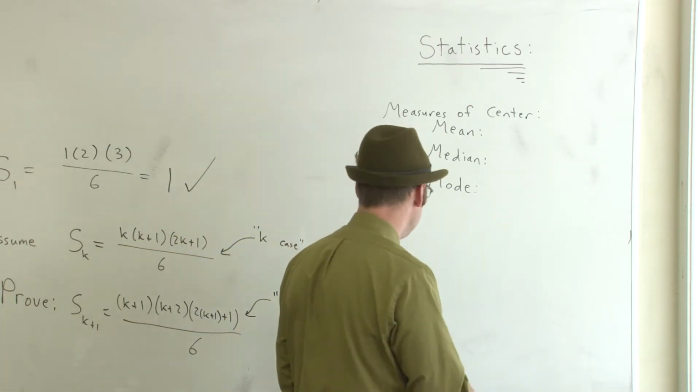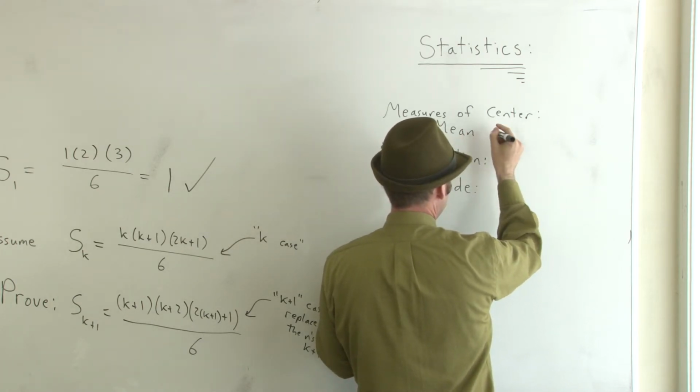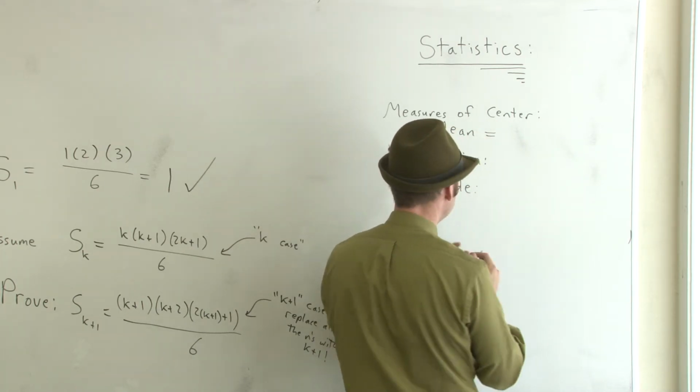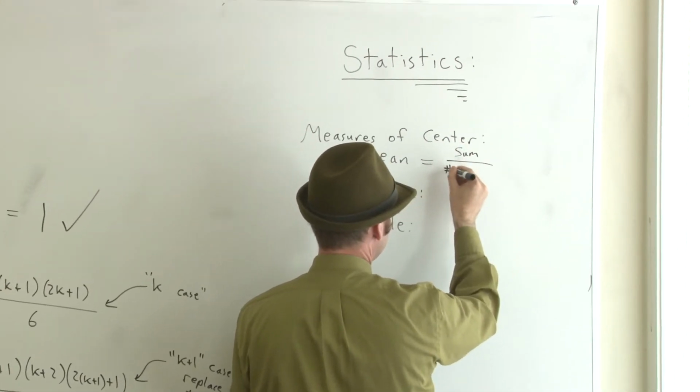So remember that your mean of a set of data equals, add all the data points together and divide by the number of points.